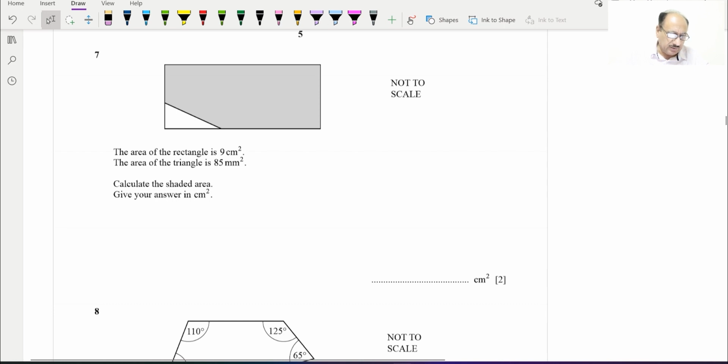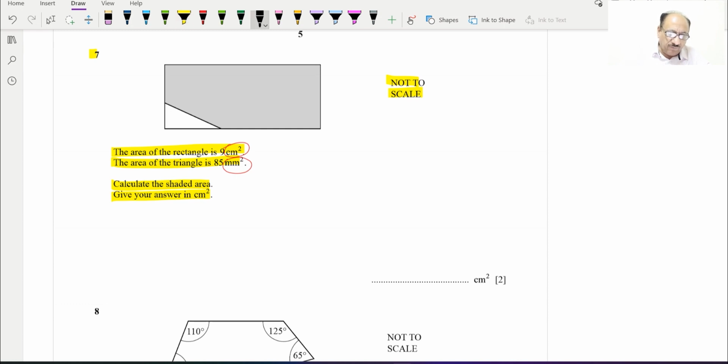In question number 7, the diagram is provided which is marked not to scale. The area of the rectangle is 9 centimeters square. So the complete area of this whole rectangle is 9, and the area of the triangle is 85 millimeters square. Keep in mind this is millimeter square and this is centimeter square, so we have to take care of units. And they're saying calculate the shaded area, give your answer in centimeter square. So everything we have to deal with in centimeters.